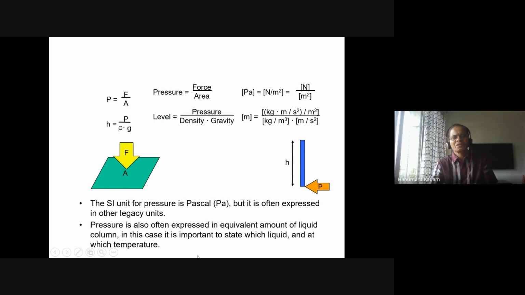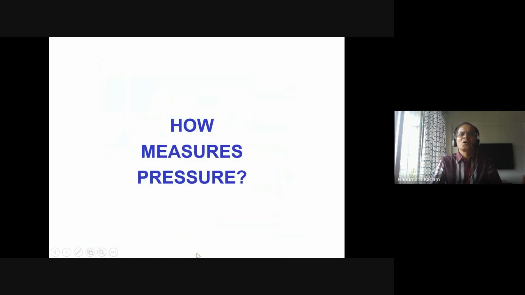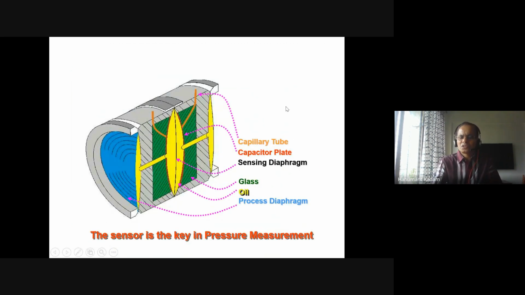So I'm skipping the transmitter basics now. This is what a sensor assembly looks like. When you cut the transmitter, you will get this inside. I will go first. This is a process diaphragm outside. Second one is here. You can see here inside this.